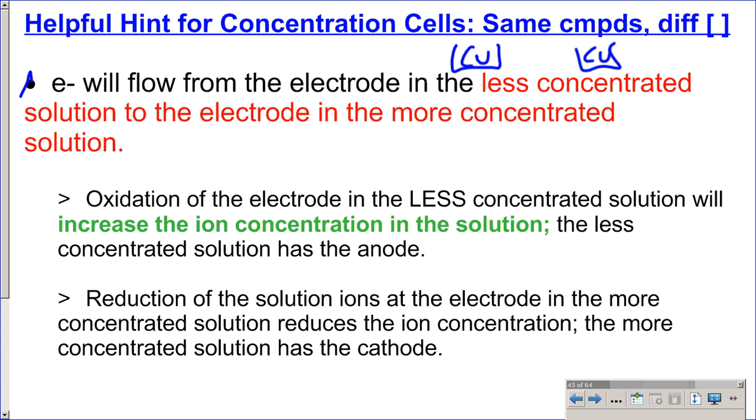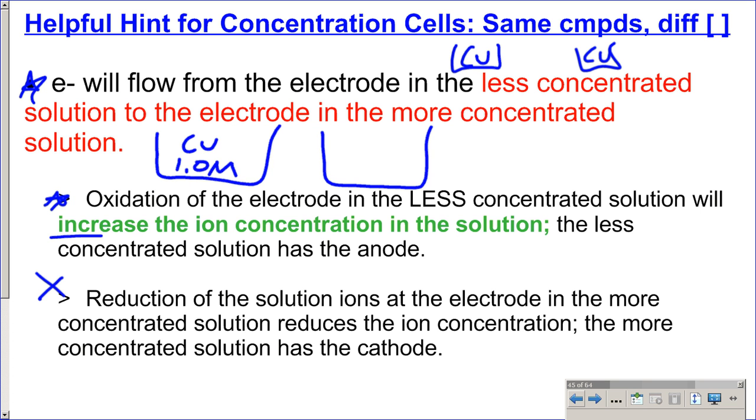So I would say this bullet, and then what I've written here in green is important. If you get this part, then don't write this part, because it's just the opposite. If you can do one, you can do the other. So what happens is if you have two cells, let's say one is 1 molar and the other is 0.1 molar, you have to decide where the electrons flow. I'll give you guys a second to write that actually.